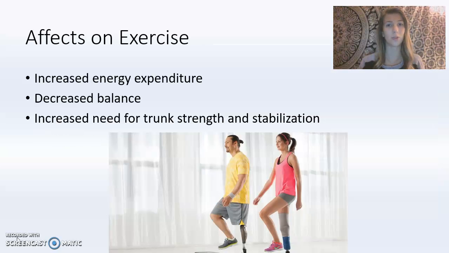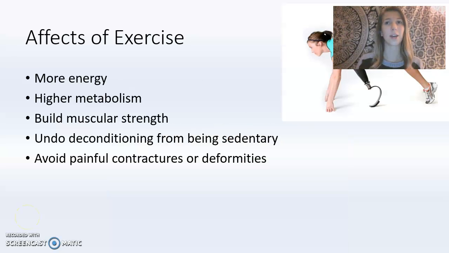Having a leg amputated will affect exercise. The energy cost to move is greater for amputees than for non-amputees. Ascending level of amputation appears to be associated with increasing metabolic demand. They will also have decreased balance and an increased need for trunk strength and stabilization to compensate for the missing limb. There are many benefits to exercising for a leg amputee.